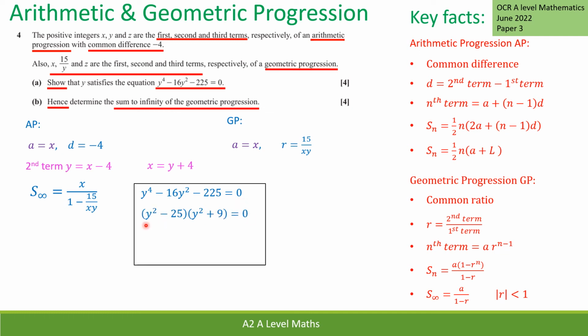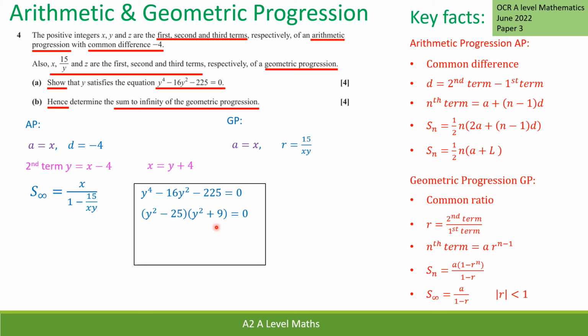It would factorise into y squared minus 25 times y squared plus 9, because y squared times y squared is y to the 4, y squared times plus 9 is plus 9y squared, y squared times the minus 25 is minus 25y squared, and negative 25y squared plus 9y squared gives me the minus 16y squared. And negative 25 times 9 gives me minus 225. As I said, the calculator will solve this for you. So if you struggle to factorise, use your calculator.